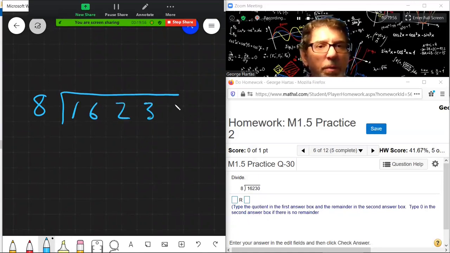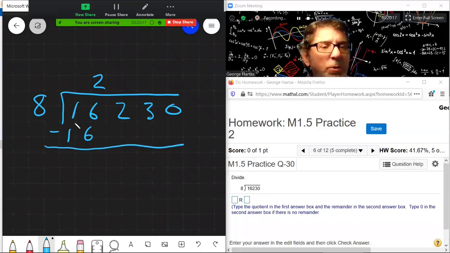16230. Make sure you leave plenty of space between the numbers. Can 8 divide into 1? Nope. Leave it blank. Can 8 divide into 16? Yes. 2 times. Because 2 times 8 is 16. Put the number right below that other number, right there. Then you subtract. Only subtract these two numbers. 16 minus 16 is 0.